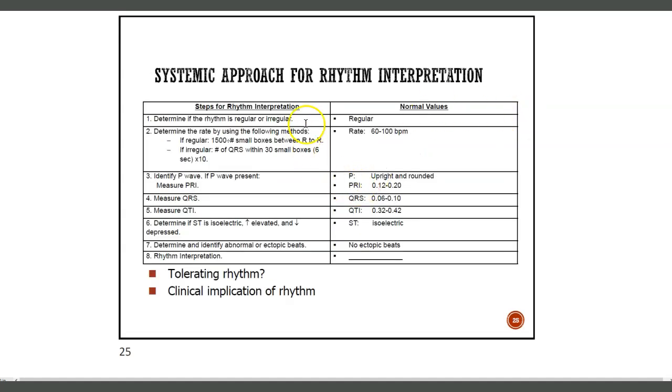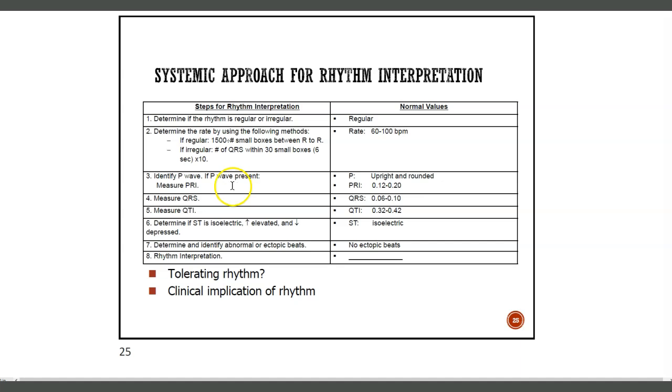And this is another table that I created just to make it easier on you guys. On the left side, you have the steps for rhythm interpretation, which we just talked about. And on the right side, you have the normal values. So again, step number 1, you determine if the rhythm is regular or irregular. The expectation on a normal patient is that it's going to be regular. Next is determining the rate. On a normal patient, it should be 60 to 100.